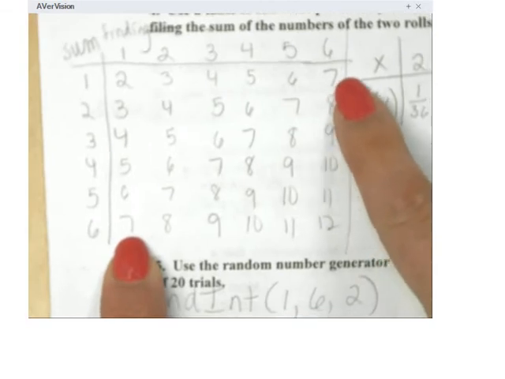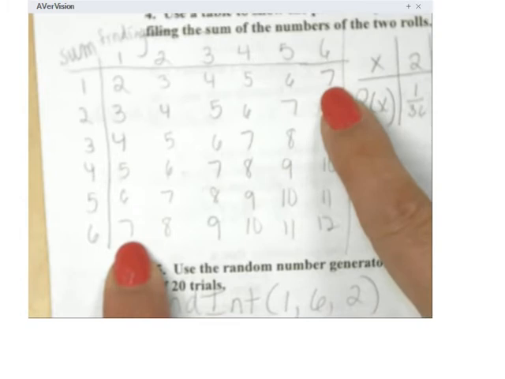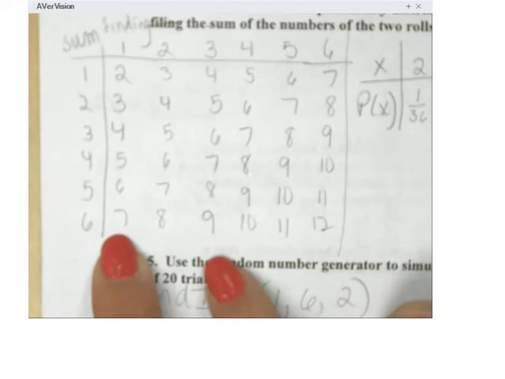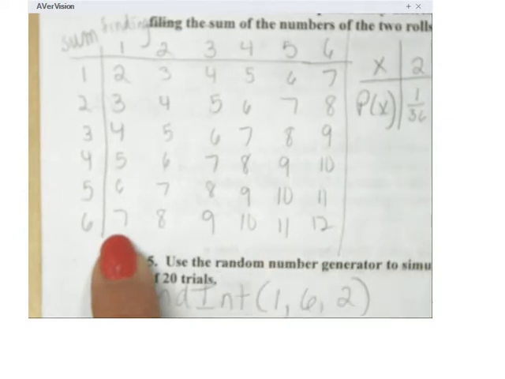Now, some of them are repetitive. However, they're all unique rolls. For instance, if I go to these 7s, this roll and this roll are different rolls. This one, the first die came up a 6 and the second die came up 1, versus here, the first die came up a 1 and the second die came up 6. They just happen to result in the same sum, but they are different rolls.